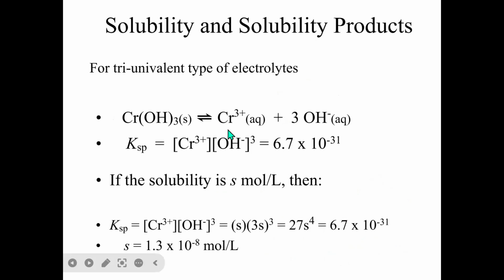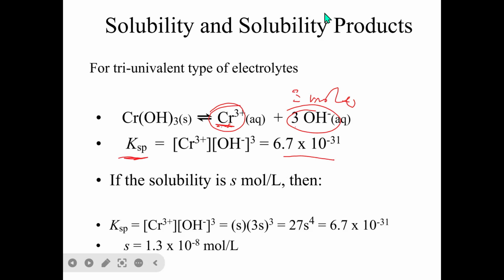Okay, so this is for univalent. So for trivalent, univalent type of electrolyte, you see in this case you have chromium hydroxide, so it dissociates to give 1 mole of chromium 3+, and then 3 moles of OH. Of course, this is trivalent and this is monovalent, but here we have 3 moles and here we have 1 mole. And the KSP here is given as 6.7 times 10 to the power of minus 37.